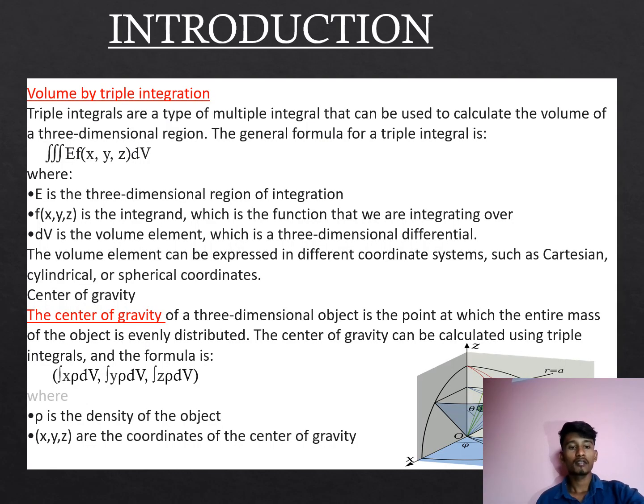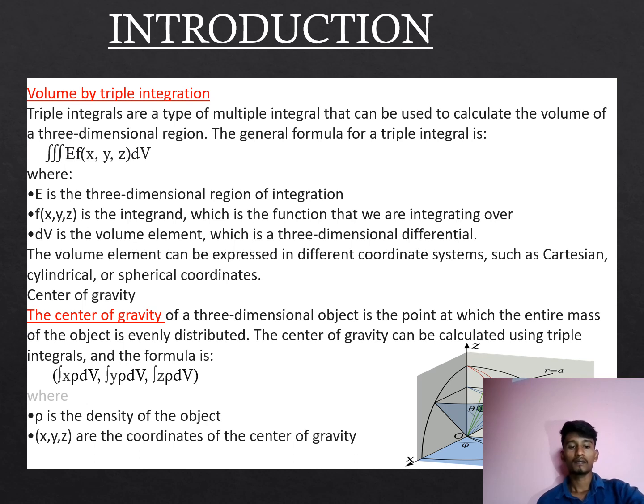Triple integration of f(x, y, z) dV over E, where E is the three-dimensional region of integration, f(x, y, z) is the integrand, which is the function that we are integrating over. dV is the volume element, which is a three-dimensional differential. The volume element can be expressed in different coordinate systems such as Cartesian, cylindrical, or spherical coordinates.